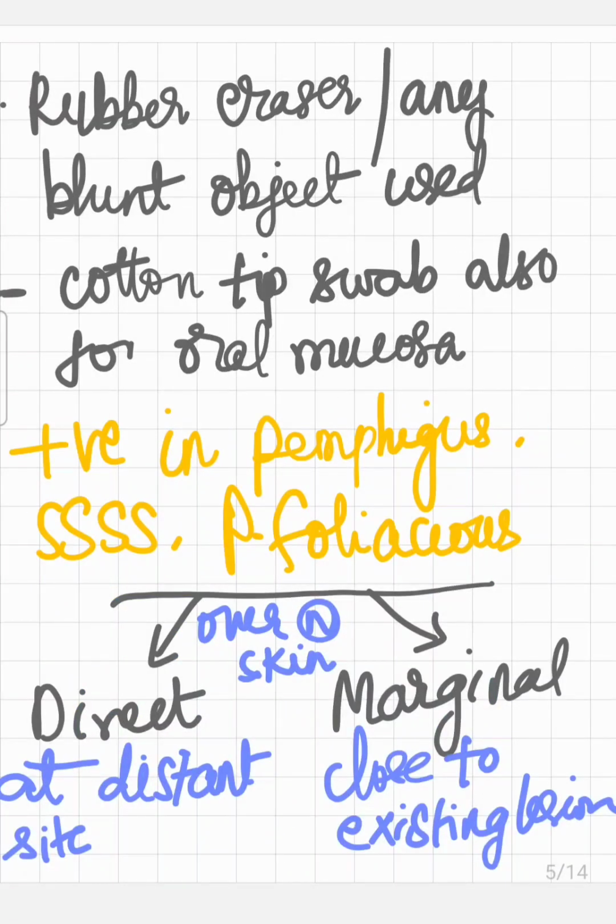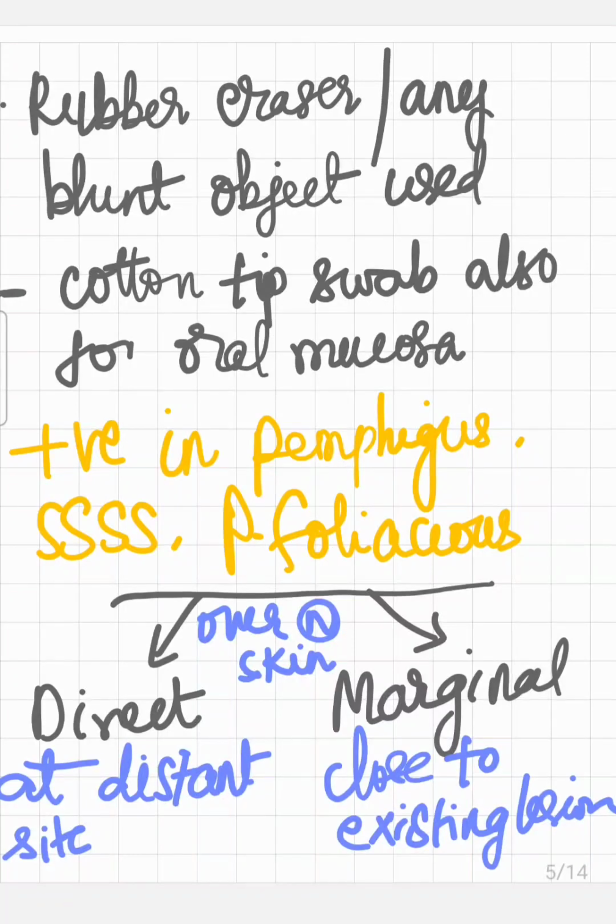In addition to thumb or any other finger pad, rubber or an eraser or any other blunt object can be used for eliciting the sign. In addition to these, a cotton tip swab can also be used for eliciting the sign over oral mucosa. This sign is positive in pemphigus vulgaris, pemphigus foliaceus and staphylococcal scalded skin syndrome.